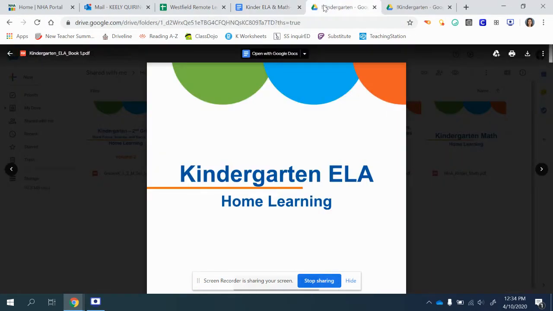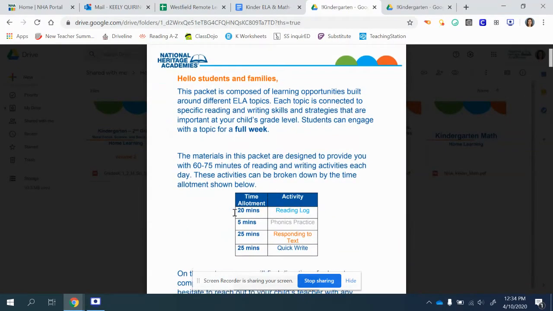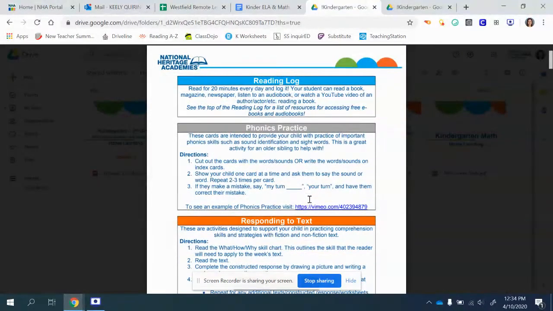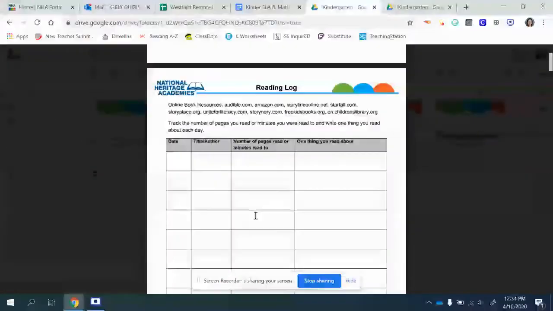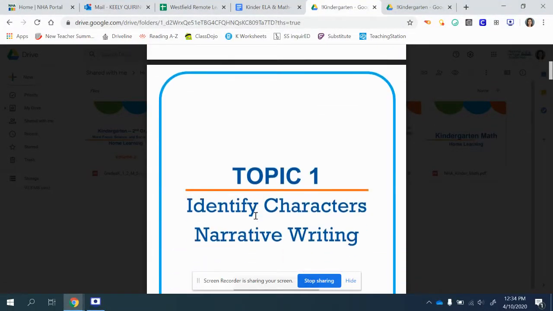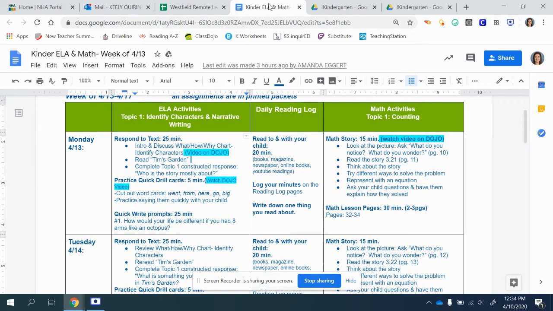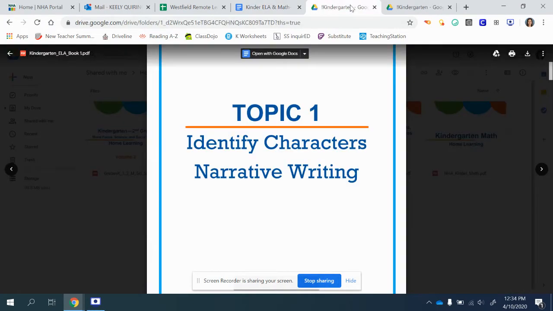So let me pop over to our kindergarten ELA right here. If yours is like mine, it kind of gives you a quick hello, welcome, these are the activities, this is how much time we think you're going to spend on them, and then they tell you about each one. The reading log, the phonics, responding to text, a quick write. It gives you a reading log up front, but I am looking for Tim's Garden. Perfect. Topic 1, identifying characters, narrative writing. And I can pop back over to my weekly outline and it says, yep, Topic 1, identifying characters and narrative writing. I'm in the correct spot.